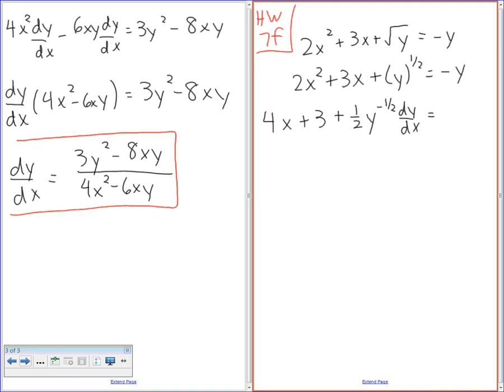Now, let's look at how he did that, and we'll deal with the right-hand side in a sec. What he did was a chain rule. The 1/2 comes down to the coefficient. The positive 1/2 drops to negative 1/2, and then times the derivative of the bracket, which is the derivative of y, just dy by dx. That's what that equals. What's the derivative of the right-hand side? What's the derivative of negative y going to be? Amy, go ahead.